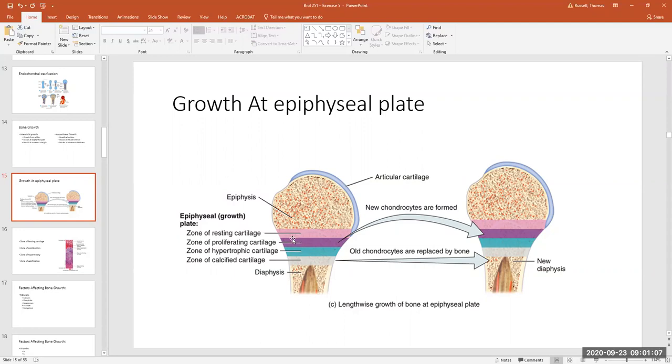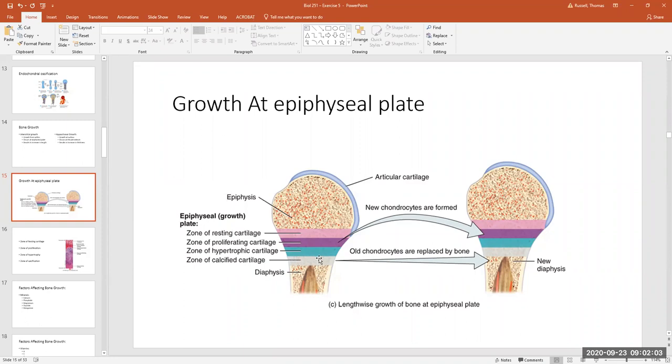So when these cells are dividing, they get pushed downward, at least in the proximal plate, down the plate. So the cells at the top in the proliferating zone divide and they get pushed downward. As they enter the next zone, the cells, the chondrocytes at this point, are growing and growing until they get really big. Since they're growing really big, it's called the zone of hypertrophic cartilage. Hypertrophy means the cells get really big. As they are migrating down the plate, as they get to the edge of that zone, they all burst open. They pop open like an overfilled water balloon.